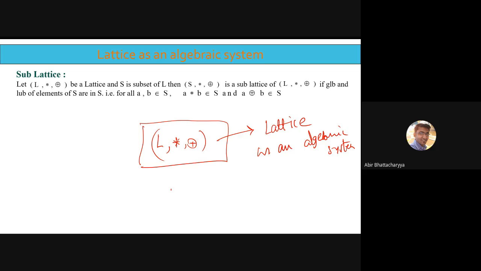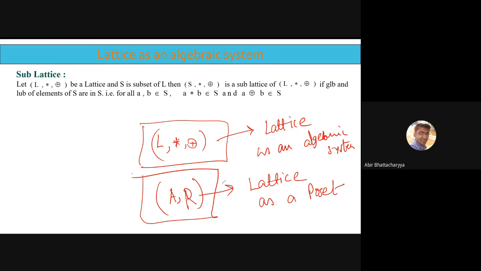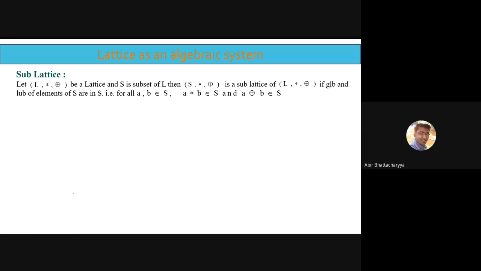Similarly, if something is given like (A, R), A is a set and R is a relation, that may also be a lattice, but that is called a lattice as a poset. So there are two types of lattice: one is lattice as a poset, another is lattice as an algebraic system. We have already discussed how to prove that this is a lattice as a poset, and how to prove that this is a lattice as an algebraic system. There are two specific methods to prove those. Now we are going to discuss sublattice.